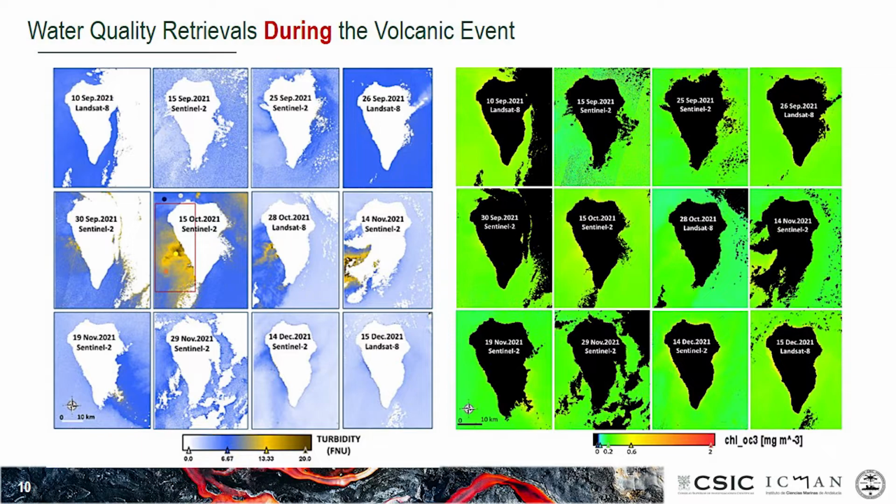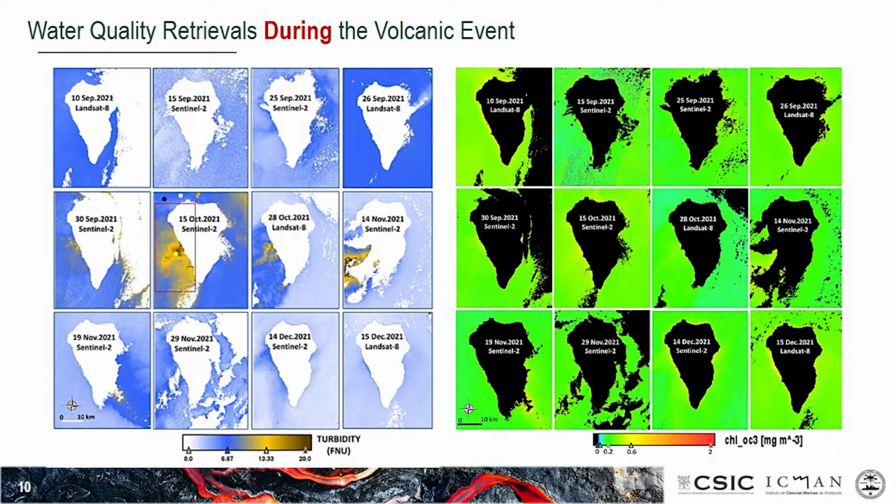And after the formation of the lava delta, we can see the appearance of a new turbidity plume with turbidity values between 10 and 20 FNU in the west part of the island that extended into the south-west part of the island. Then from the 19th of November, we can see how these turbidity values were coming back to the original values prior to the formation of the lava delta.